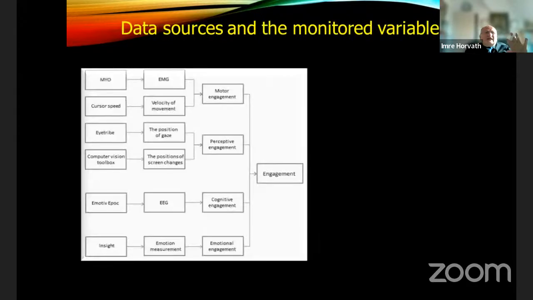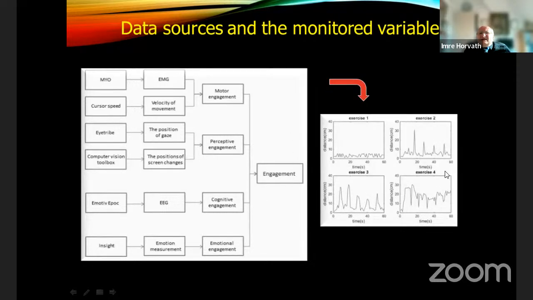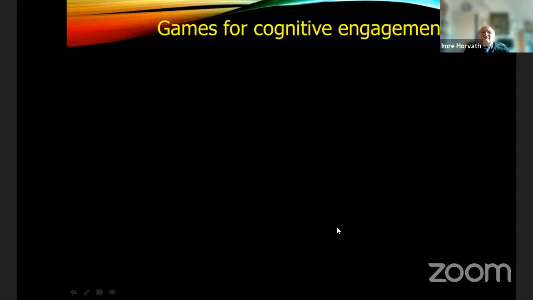The data sources are here. You can see what sort of data and signals were extracted through the devices. What we use here, the devices are mentioned, and these are the different signals, and they were related to the four aspects of the engagement, and finally the synthesized data for something about the engagement as a whole. And obviously, these sort of recordings were made in the different exercises concerning the different aspects. This is just an example to show you.